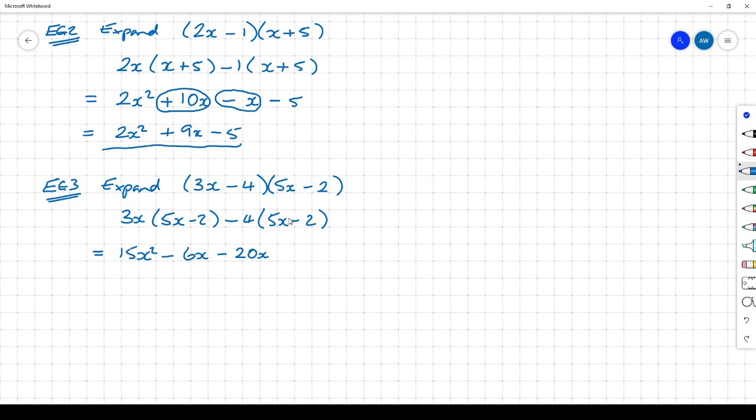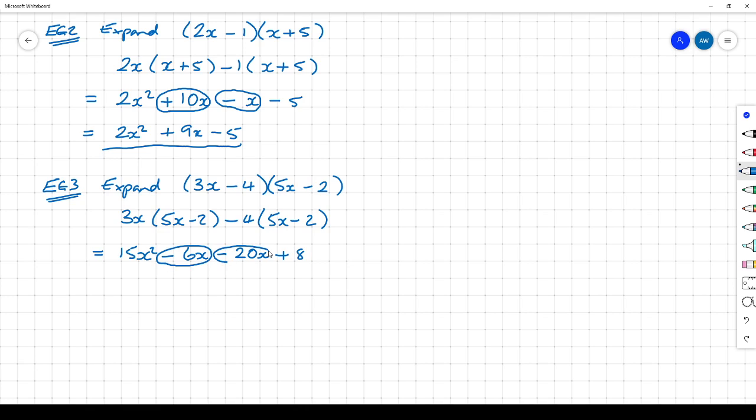Negative times a negative. Right, a minus times a minus is a plus. Know your rules. 4 times 2 is 8. So break it up, much easier. Have I got some x terms to collect together? Yes, I have. You usually do.